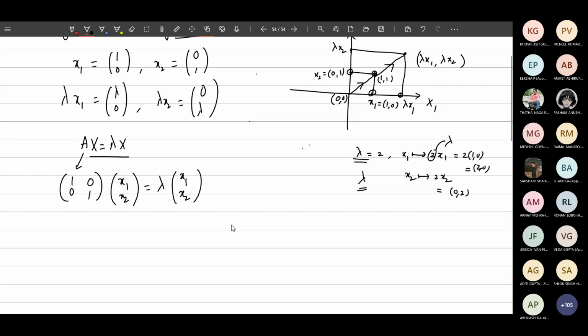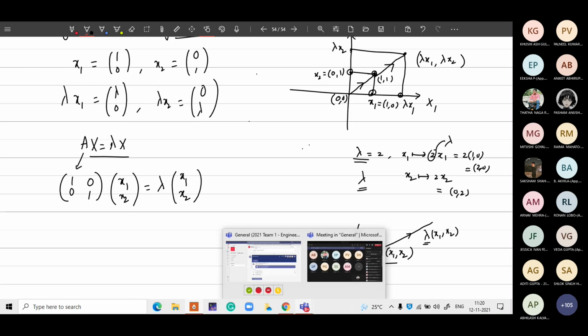So say you have the point x1, x2 here. Suppose you increase the magnitude and don't change the direction. Increase the magnitude, don't change the direction. This is lambda x1, x2. This is literally what is happening. If you change the direction, then it will go to either this side or that side, but you don't change the direction. So this vector we call an eigenvector, and this value we call an eigenvalue.